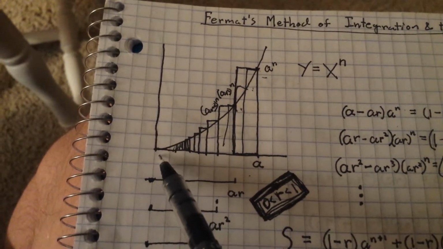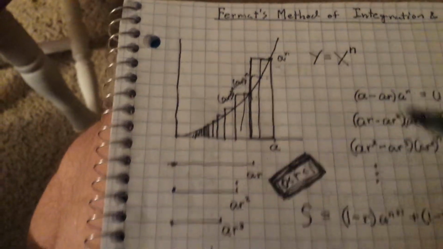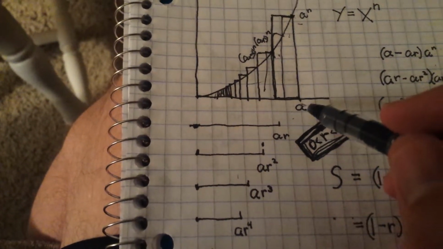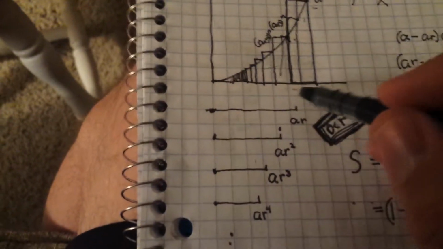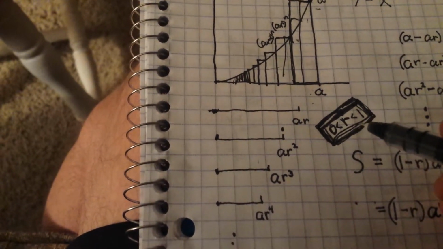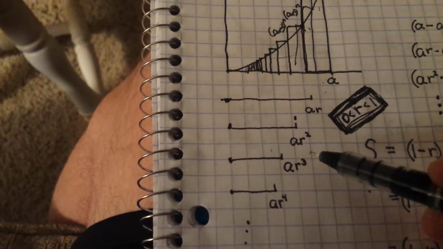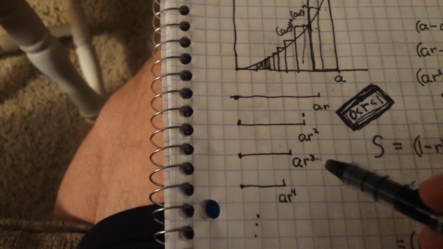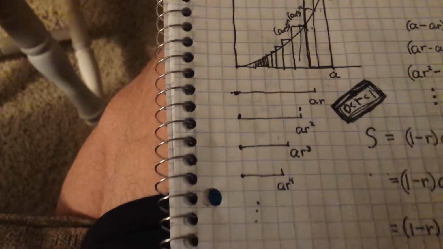between 0 and a. And what he would do is construct these rectangles going backwards. So the edge of the first rectangle would be A, and the edge of the second rectangle would be A times R, for an R between 0 and 1. And the edge of the third rectangle would be AR squared, and the edge of the next rectangle would be AR cubed, and the edge of the next rectangle would be AR to the fourth, forever and ever and ever.